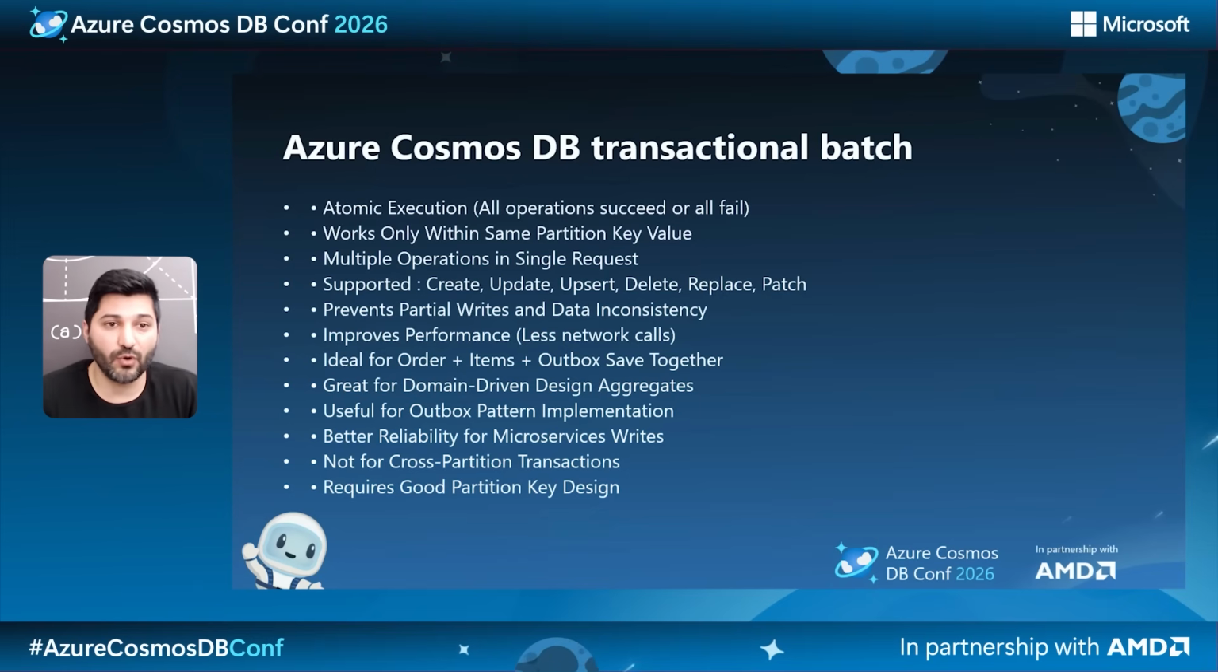A transactional batch works with only the same partition keys. Don't use different partition keys for your transactional batch. And it supports a single request. You can apply create, update, upsert, delete, replace, and other operations, mostly with patch. And transactional batch improves your performance because it uses the least network calls. And this is ideal for outbox pattern implementation. And yes, this requires a good partition key design.